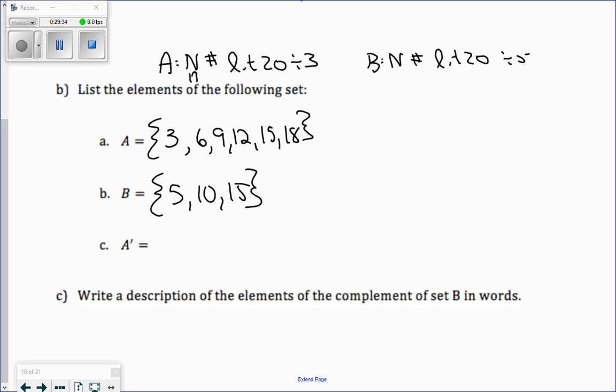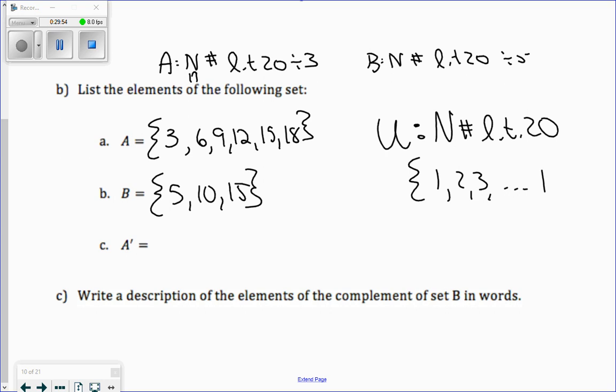So my universal set is what? What you want for universal is just take off your conditions. So we want it to be natural numbers less than 20, right? That's our parent thing. So essentially natural numbers less than 20 is 1, 2, 3 up to 19. Yes?